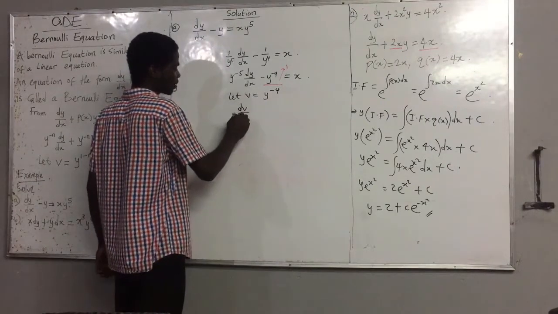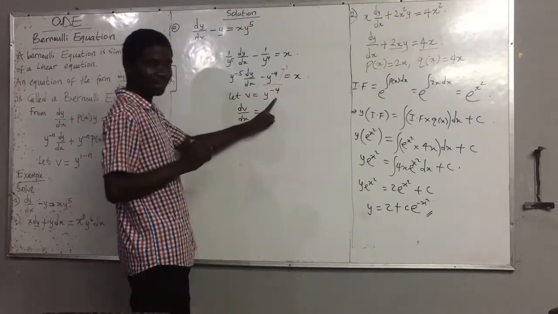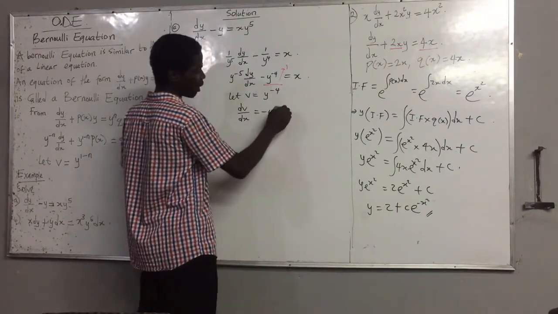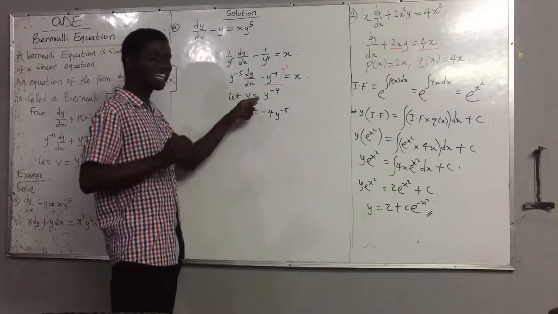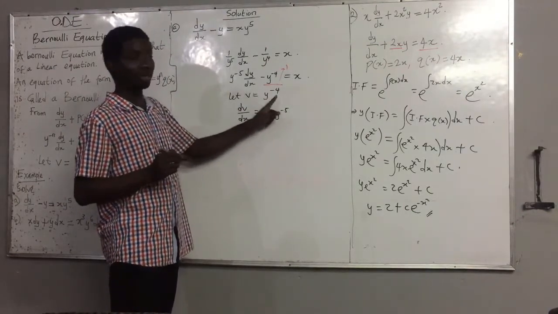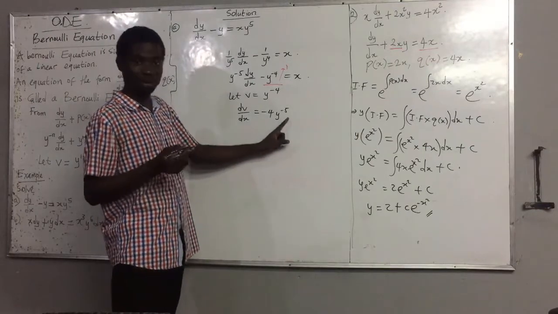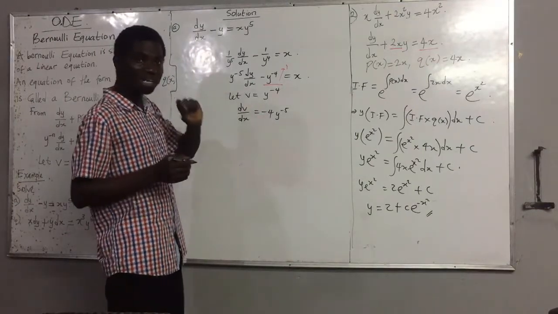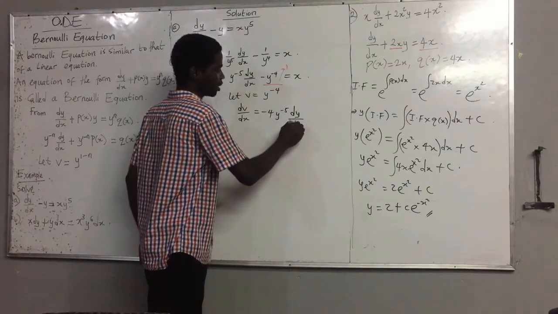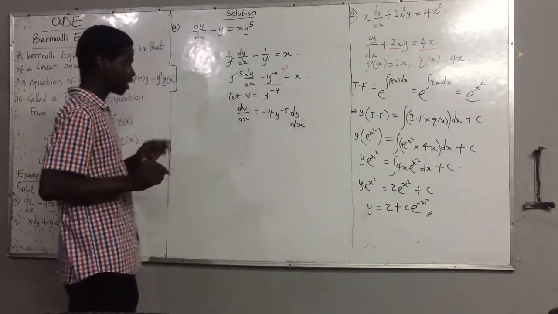dv ds is equal to, if you differentiate this one, what will it be? Minus 4 y raised to power minus 5. The power comes down, minus 4, y raised to power minus 4, then you subtract 1 again, and it becomes minus 5. But you differentiated y, so when you differentiate y, what will happen? Add the dy ds. Do you see that? That is what we have.